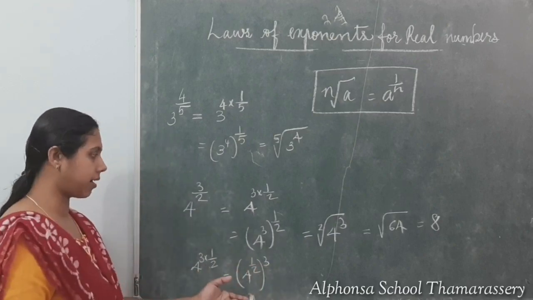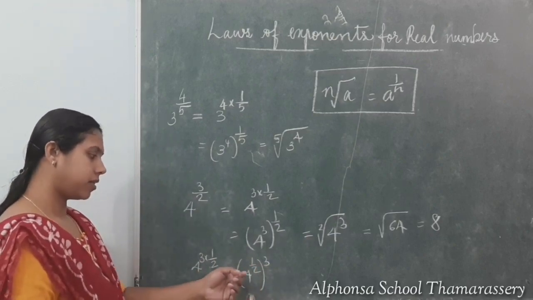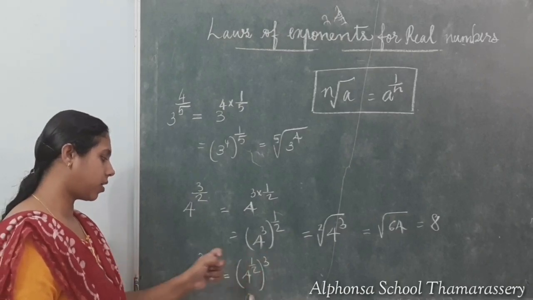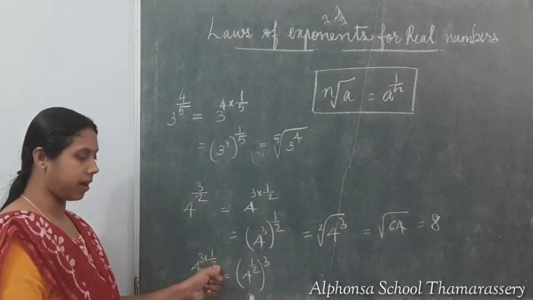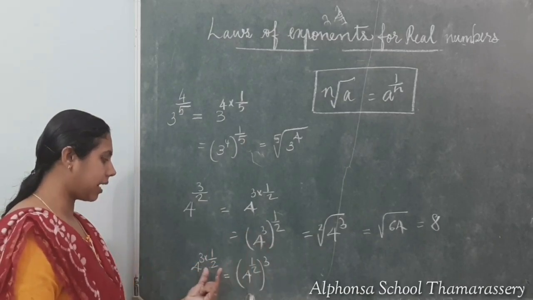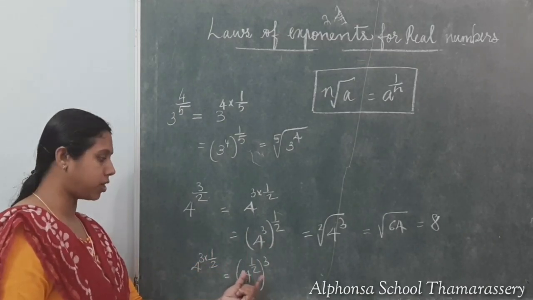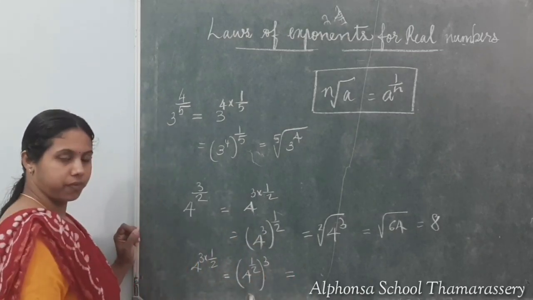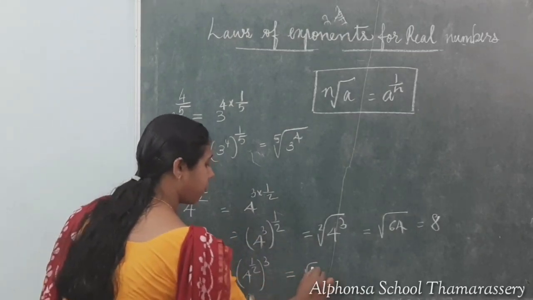This way also we can write a raised to m whole raised to n is equal to a raised to m into n. So instead of writing this, we can write this way also, 4 raised to 1 by 2 whole raised to 3, which is equal to square root of 4.